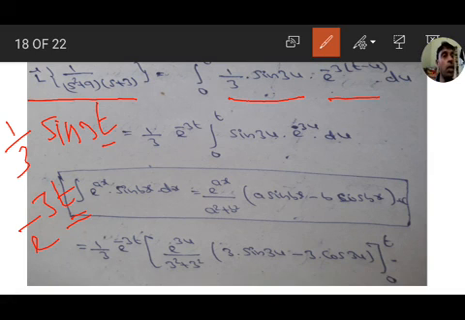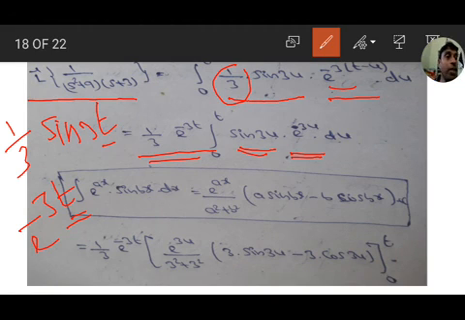Therefore, e to the power of minus 3t is the coefficient that is outside. 1 by 3 is also a coefficient. So 1 by 3 into e to the power of minus 3t outside, sin 3u into e to the power of minus 3 into minus u plus 3, sin 3u into e to the power of 3u, dt.